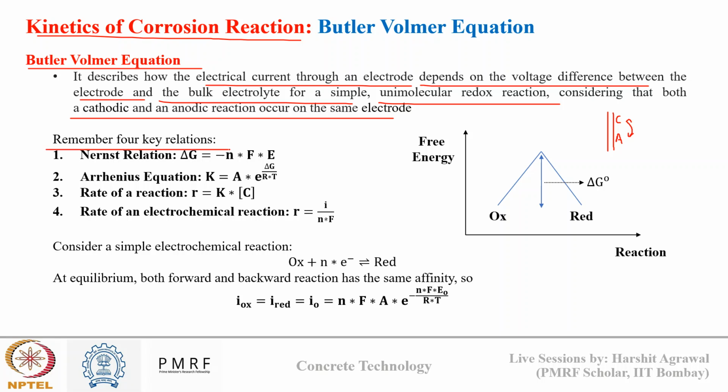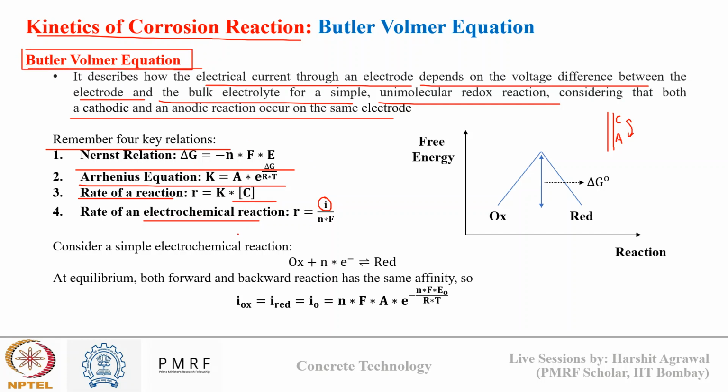Okay, so this equation that we'll see in the next slide is derived using four key relationships. First is the Nernst equation that we have already seen. Second is the Arrhenius equation that relates the rate of a reaction with the temperature. Then third is the rate of reaction dependence upon the concentration of the reactants. And fourth is how rate of reaction is related to current density. Okay, so using these four standard relationships, we get the Butler-Volmer equation derivation finally.